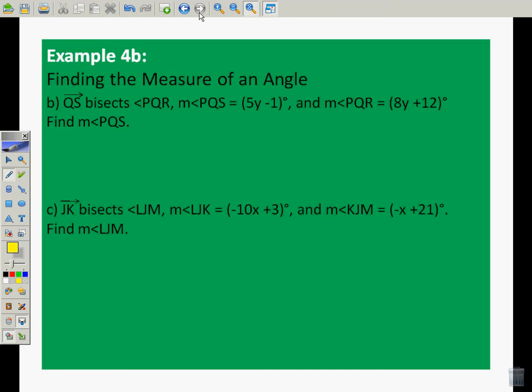What do we have? Well, I like to draw a picture because I like to see it. So I'm going to go ahead and draw the picture here and put in my information. What is it telling me? It's telling me that ray QS bisects. So I know that this must be the initial point, and S is down here. It bisects PQR, so here we go, PQR. You see how I did that? I knew the ray, I knew the angle, I was able to put them together.